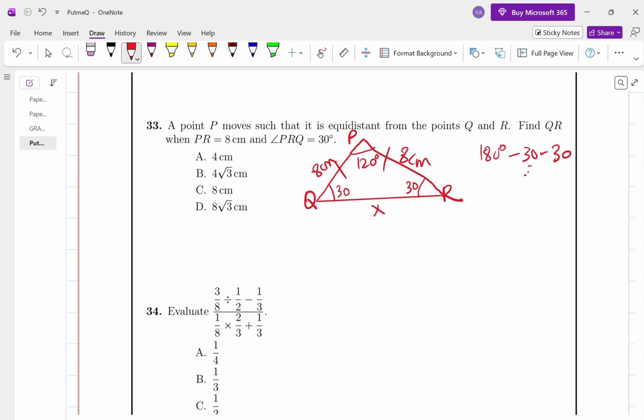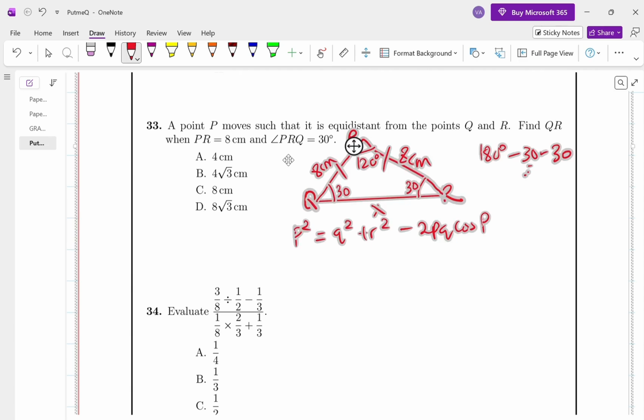Now, I can say that, I'm going to use cosine rule. So X is opposite to 120. Remember, let me put it this way: P squared is equal to Q squared plus R squared minus 2QR cos P. So this is it, that's the cosine rule. So this will be X squared.